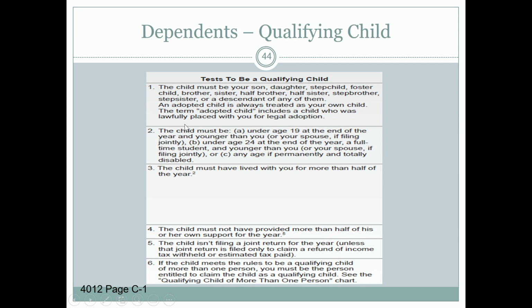Okay, also back to number 3 about the child living with you more than half the year. If you have a child that was born or died during the year, then the fact that they were not there for the full year does not matter. You can still meet that test. However, if it is a stillborn child, then you do not get to claim that child as a dependent.